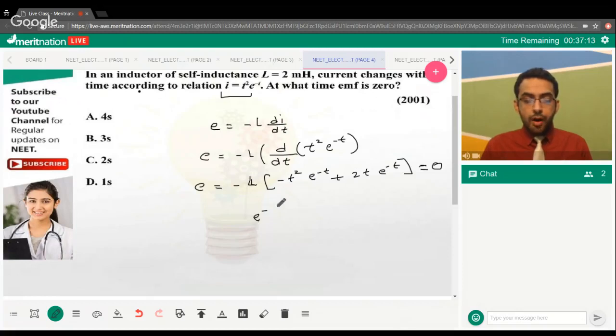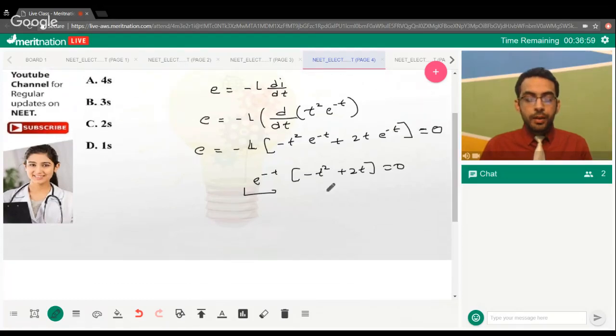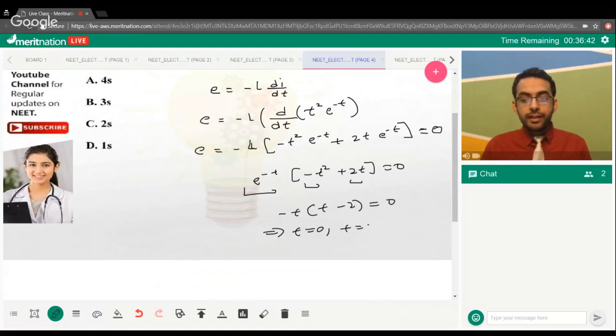If you take e raised to minus t common, you get minus t square plus 2t is equal to 0. Obviously, e raised to minus t cannot become 0 because it's a positive value. So minus t square plus 2t. If you take minus t common, you get t minus 2 is equal to 0. This implies t equal to 0 and t equal to 2 seconds. From the given options, only the second option is there. That means t equal to 2 seconds. So that's why the correct answer of the question is C.